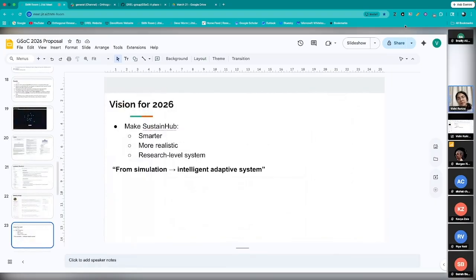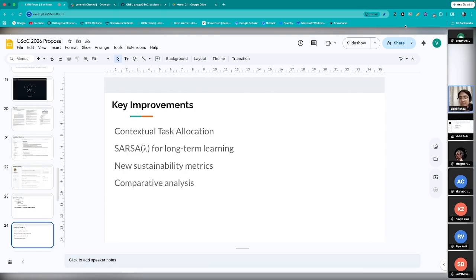So now talking about my vision for 2026. Since it is a continuation of the project, I would like to make the project smarter, more realistic, with a resource level system. It is a simulation, but I want to go from a simulation to an intelligent adaptive system within the simulation itself, because we can't achieve a lot of the real world right now since it requires a lot of hardware, but I would want to improve this simulation. So the key improvements that I propose this year are contextual task allocation, SARSA Lambda for long-term learning, new sustainability metrics, and some comparative analysis of the models.